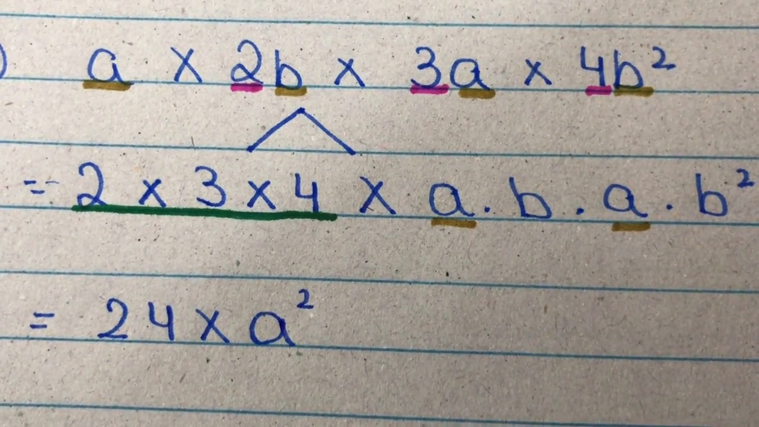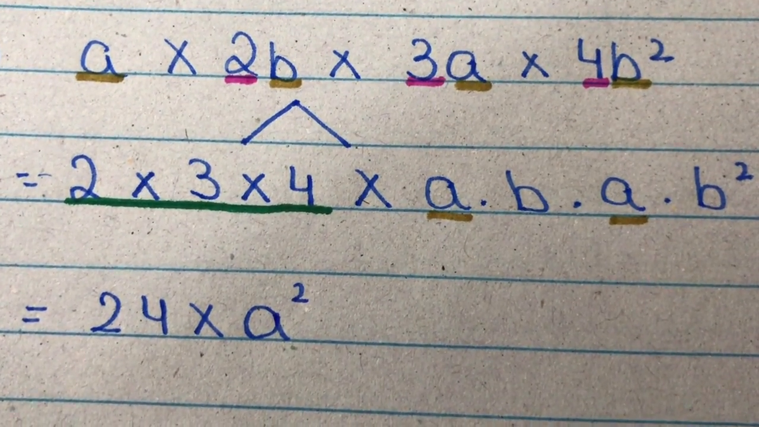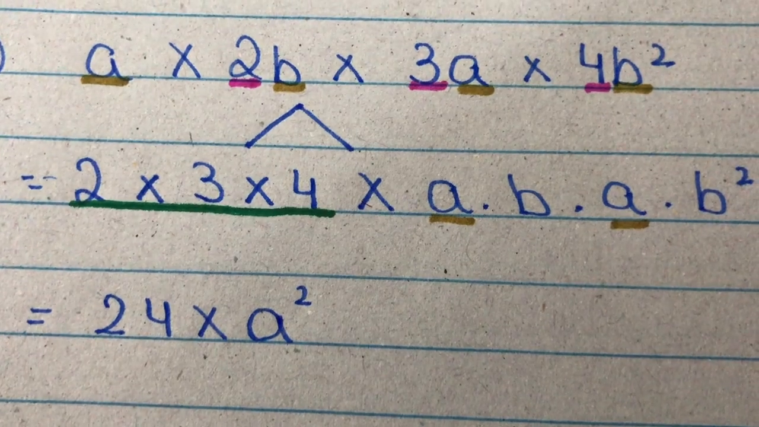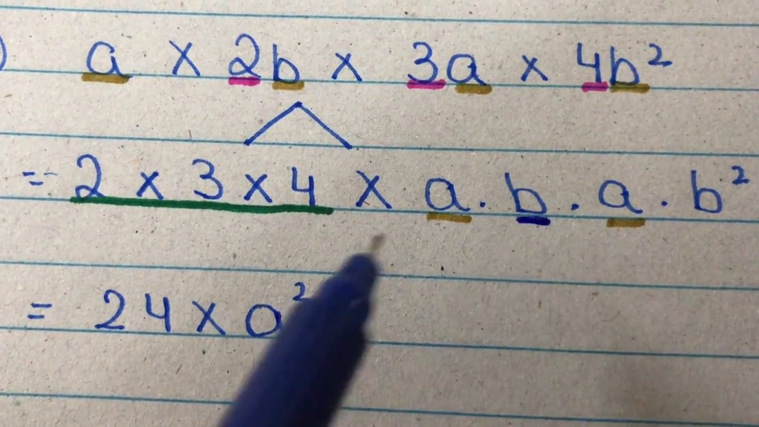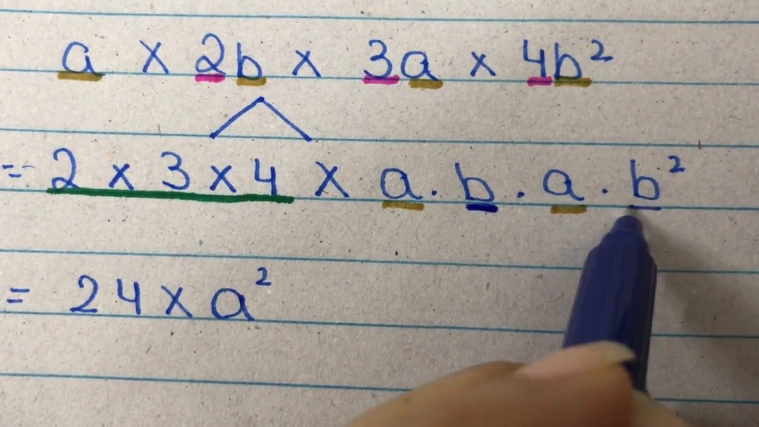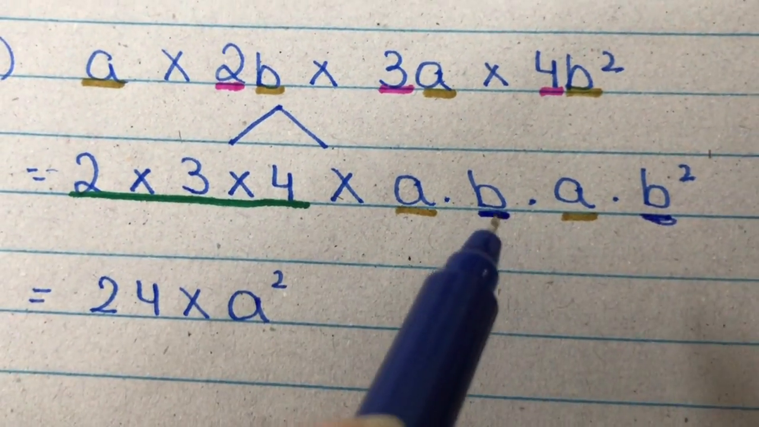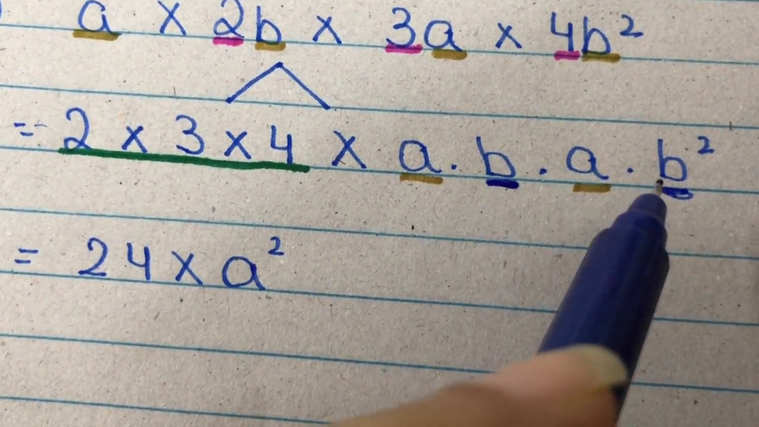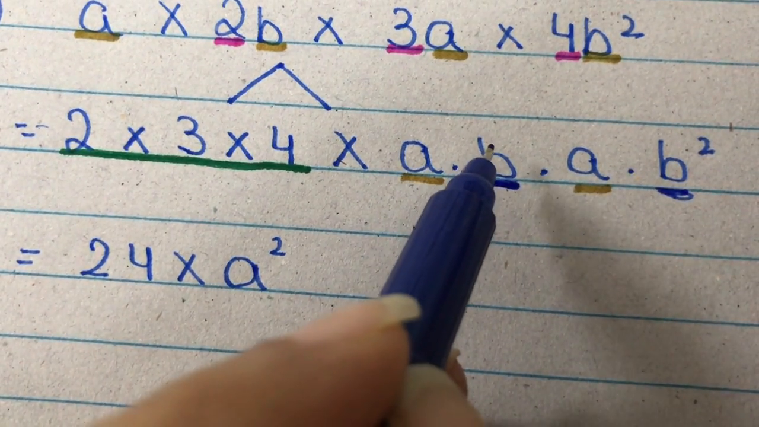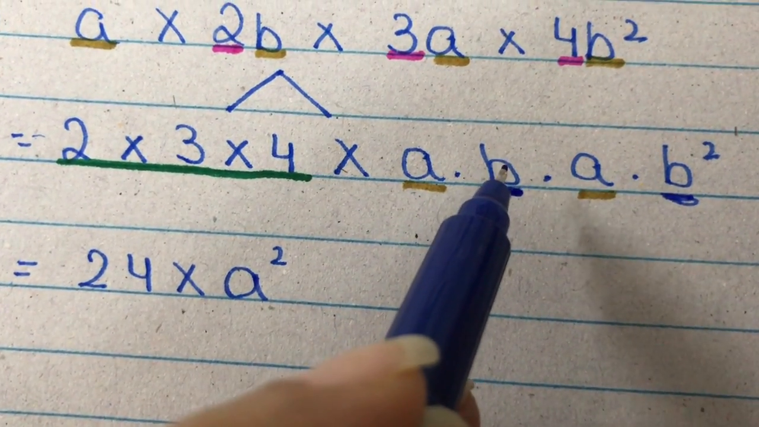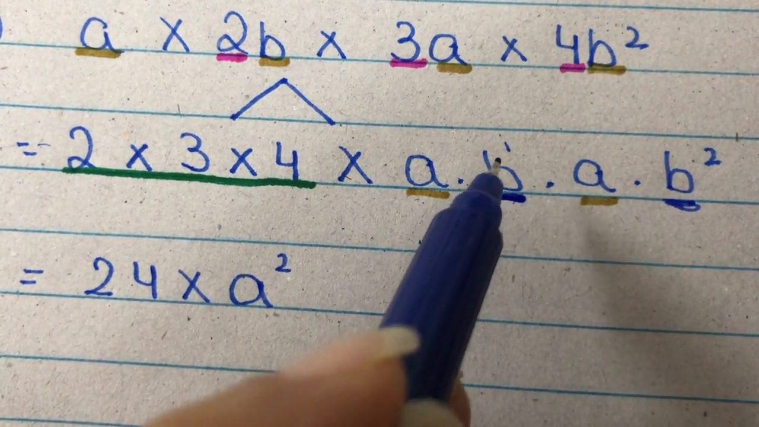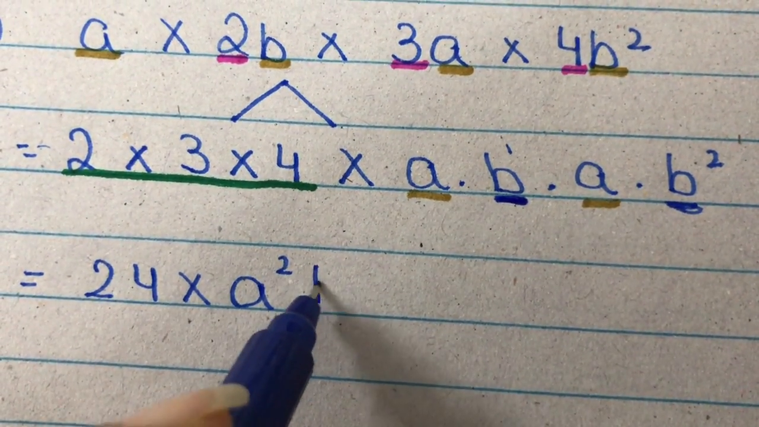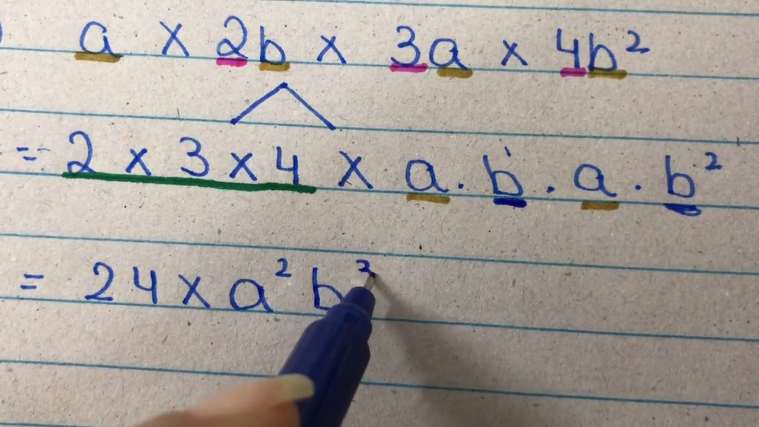Now I can use another color like pink. Oh, I don't have any other. Why don't I use just this one? This B and B squared, right? B and B squared. So how many B's are there? B squared plus 1 more B, right? B with no power means it's a 1, right? So b squared plus 1 more, it's going to become b cubed.